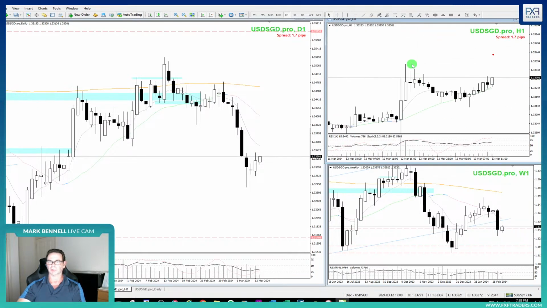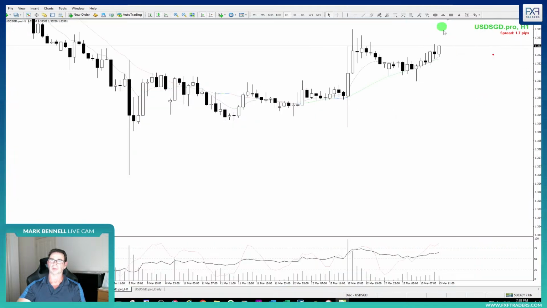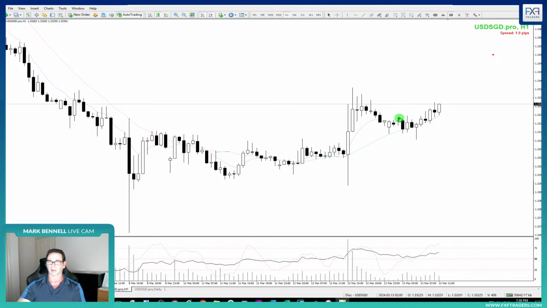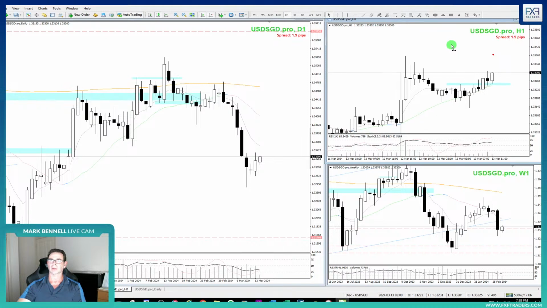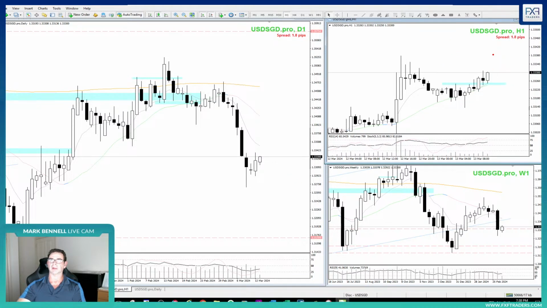You can see a beautiful little A, B, C, a bit of a complex one. But the entry was through there, so you can see it tested, away we went. This one here, I'll leave on, but you want to see if we can get another stall or a short-term pattern in there and look for an entry, look for it to test here.